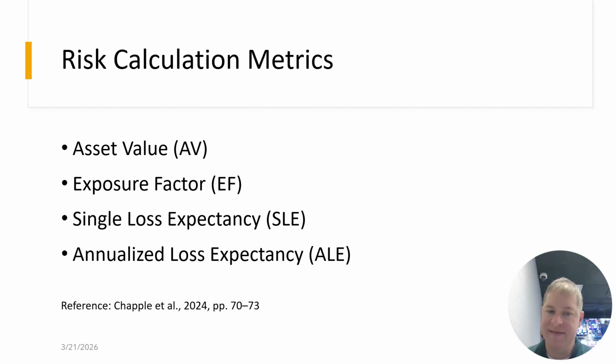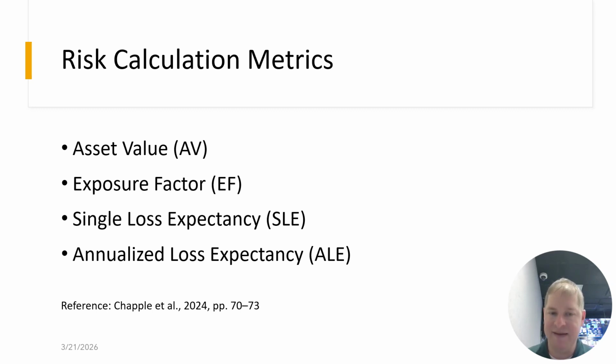There are many risk calculation metrics in quantitative risk analysis. The first of which is the SLE, or single loss expectancy. This represents the financial loss from a single event. It is calculated by multiplying the asset value, which is the total value of the asset, by the exposure factor, which is the percentage of loss if the event occurs. For example, if an asset is worth $100,000 and a breach would cause 40% damage to the organization, the SLE would be $40,000.